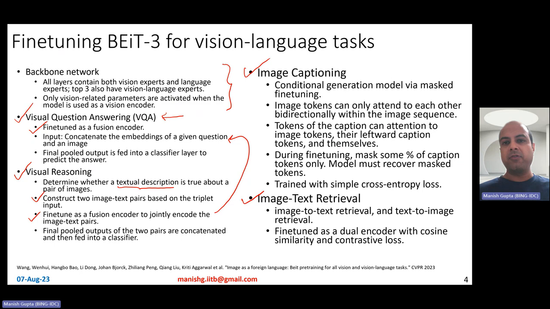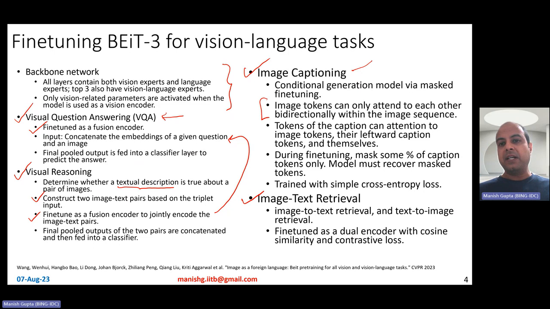Okay. Image captioning, here you actually use it in this format. So it is image to text generation, right? Captioning. So it's a conditional generation model, which is basically fine tuned using masked fine tuning. So what does that mean? That basically means that not just do you do masking at pre-train time, but when you want to fine tune for image captioning, you do masking even then. But then here masking is rather limited. So you take your image tokens, you don't mask them, but you take your text tokens and some of the text tokens, you mask them.